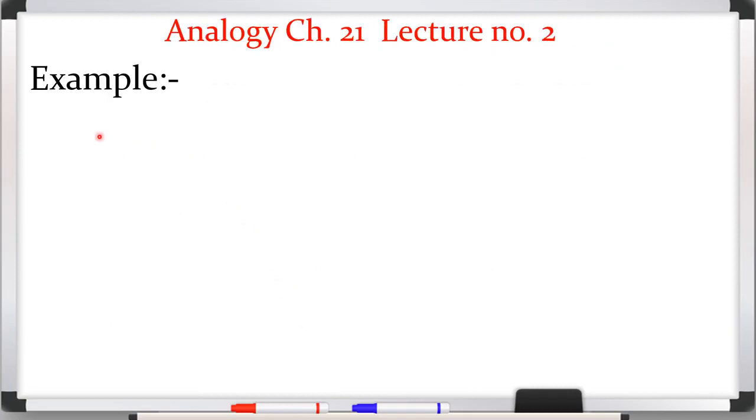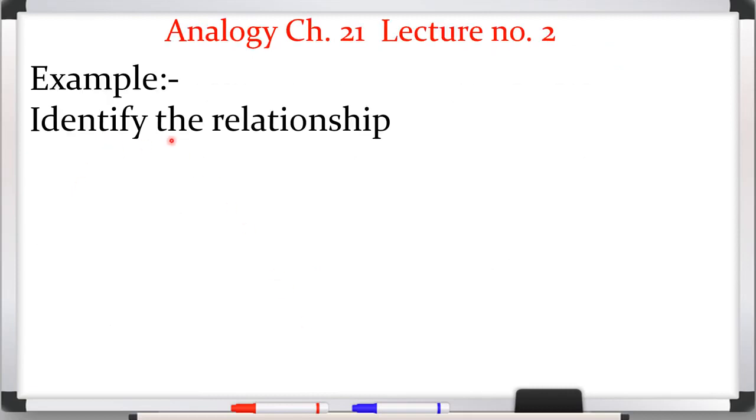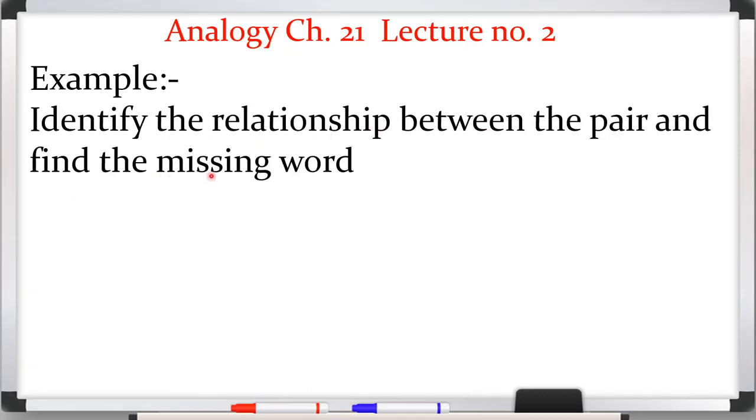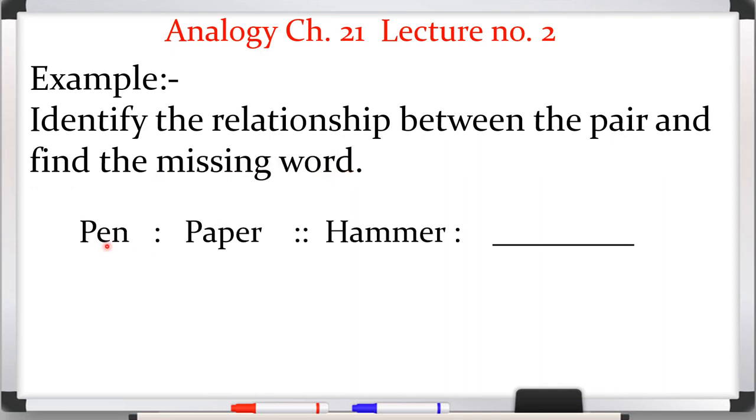So here it is given in this example, identify the relationship between the pair and find the missing word. Okay, so let's see what is given to us. Here it is given pen, paper, hammer, dash. So beta, we use pen on the paper. So hammer is used in the same relationship. Hammer किसके लिए use किया जाता है?